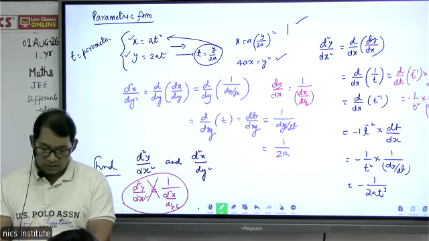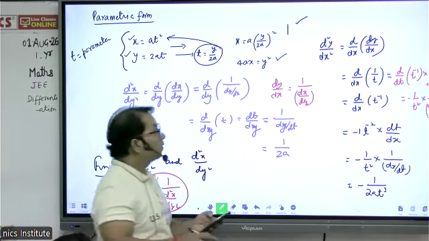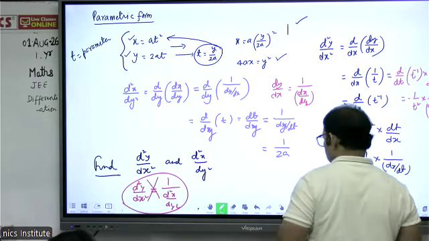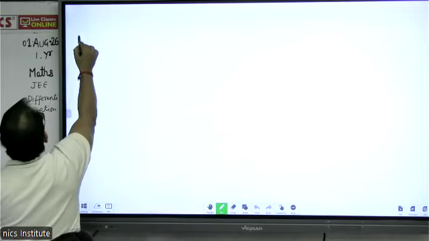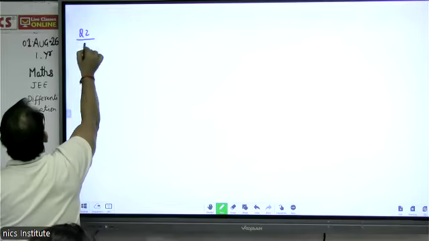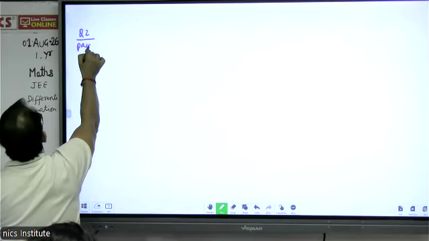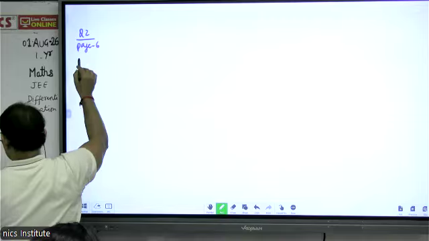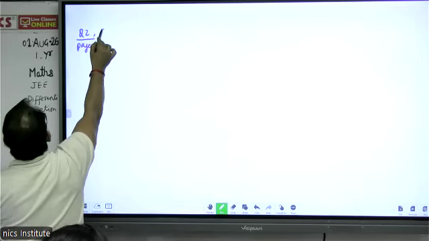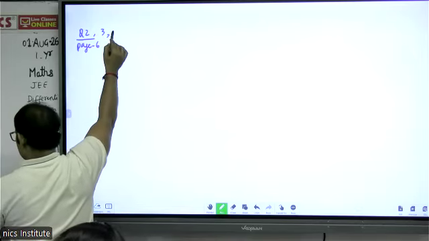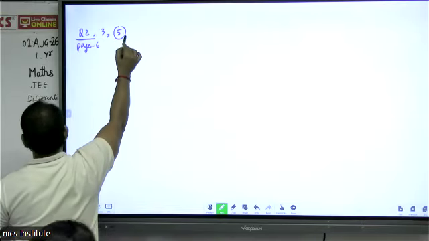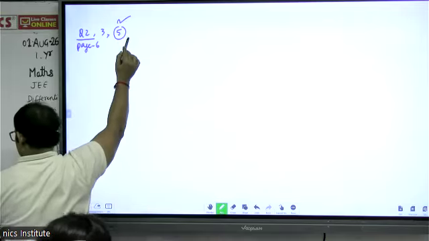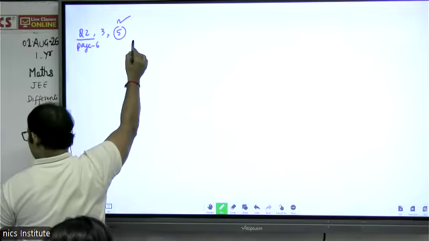Page number 6 has some important questions, which could be in an entrance as well as the board. Question 2, page number 6. Questions 2, 3, 5 are ultra important. They also come in entrance exams.